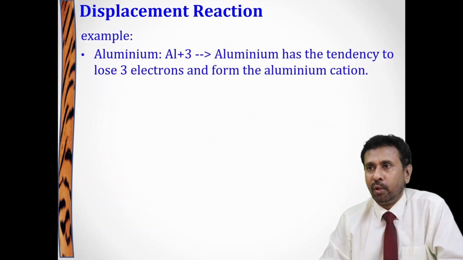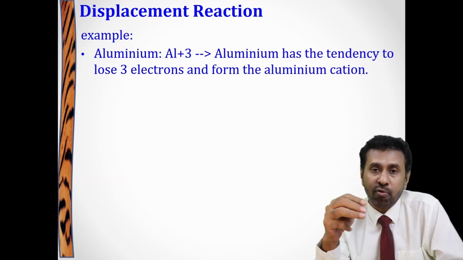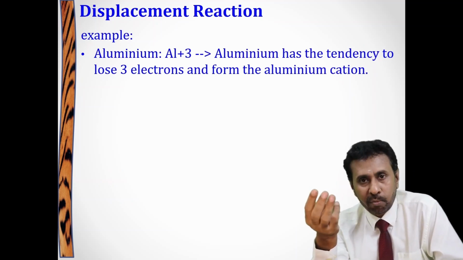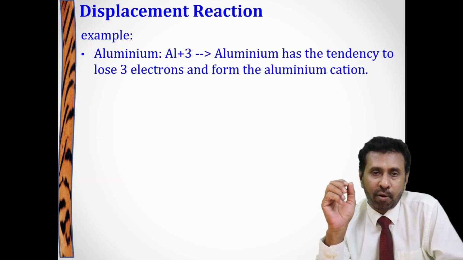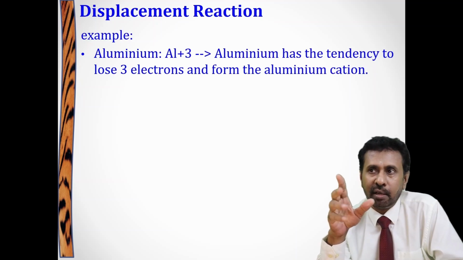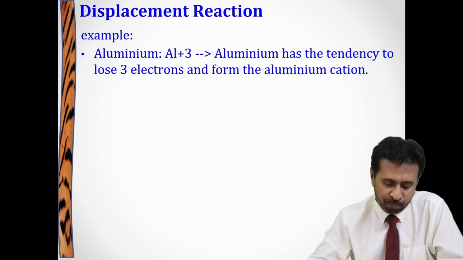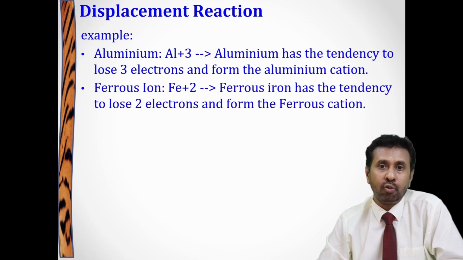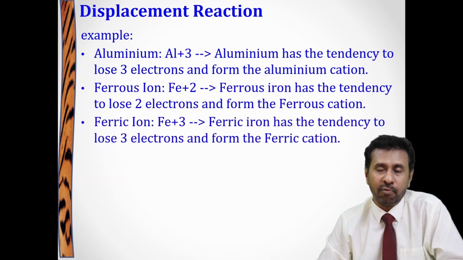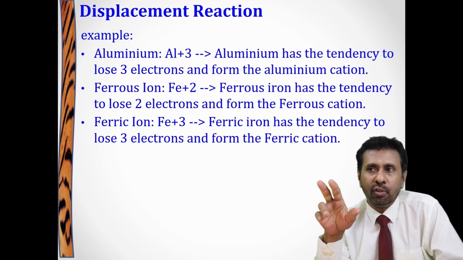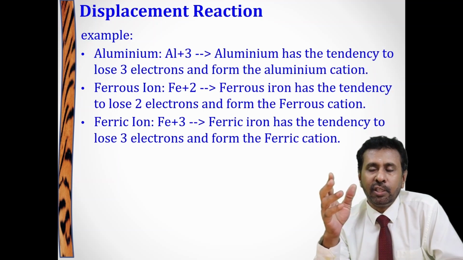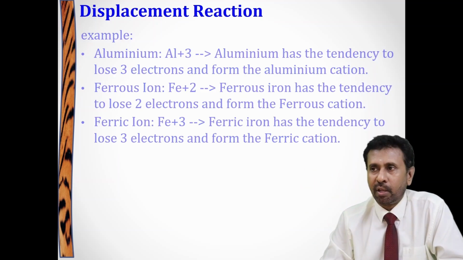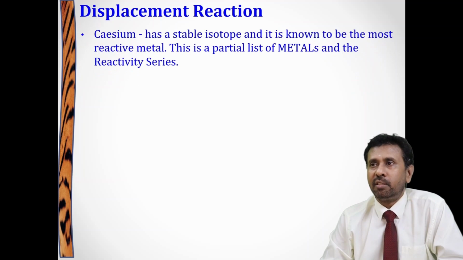Okay, so let's see, aluminium can lose 3 electrons very easily. So the valency of aluminium is 3, and it forms an aluminium cation. It can lose 3 electrons and it gains 3 positive charges, plus 3. And ferrous ion has 2 positive charges and ferric has 3 positive charges. It simply means that the valency of ferrous ion is 2 and the valency of ferric ion is 3, and they have the tendency to lose 2 and 3 electrons respectively. Okay, so cesium is a stable isotope known to be the most reactive metal.